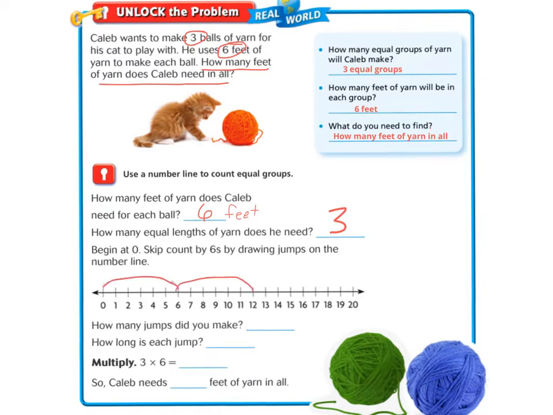6 plus another 6 is 12, plus one more 6 is 18. As you can see, I made 3 jumps. And each jump was 6 feet long. So 3 groups of 6 equals 18, or 3 times 6 equals 18. So Caleb needs 18 feet of yarn in all.